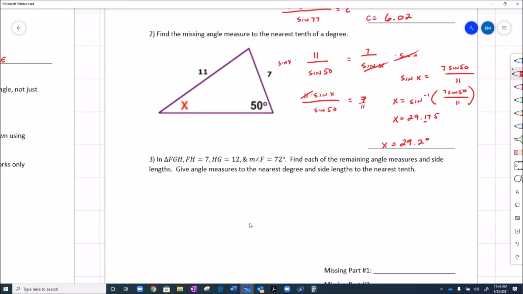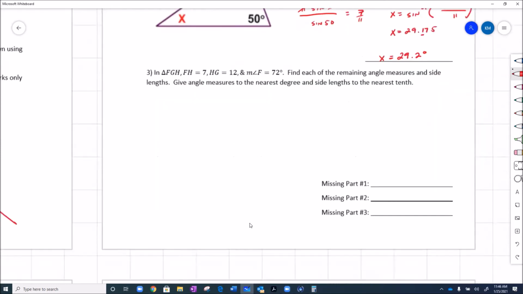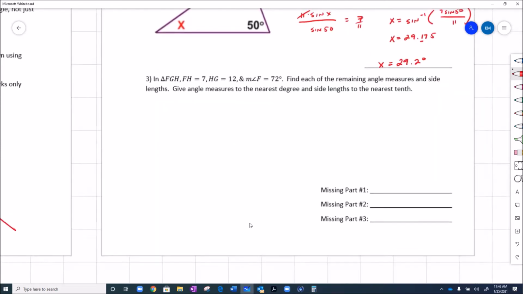Finally, one last problem. It says in triangle FGH. So I'm going to draw that triangle out because it'll be easier to think about it when I can see it. In triangle FGH, FH is 7, HG is 12, and the measure of angle F is 72 degrees. It says find each of the remaining angle measures and side lengths. Give angle measures to the nearest degree and side lengths to the nearest tenth.